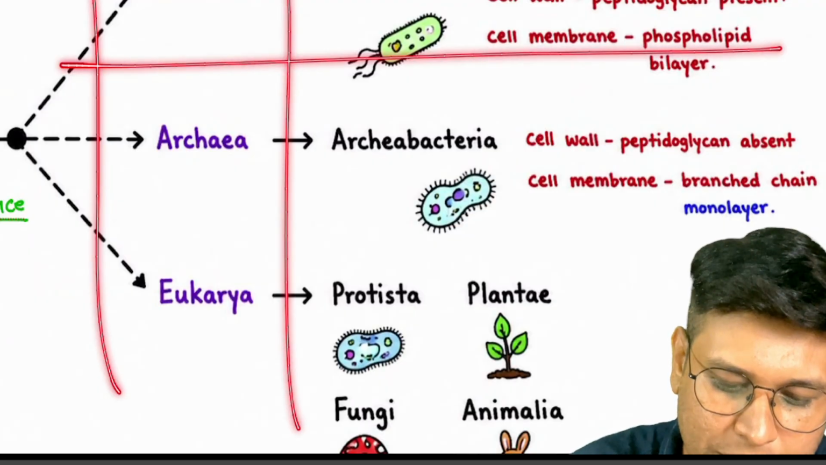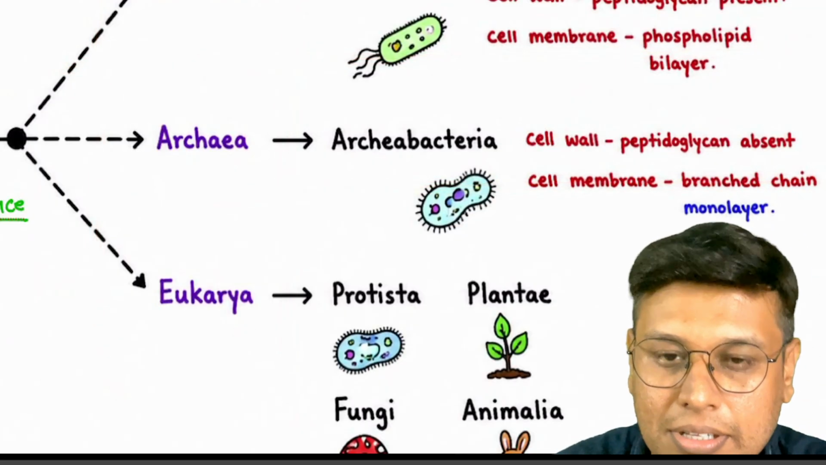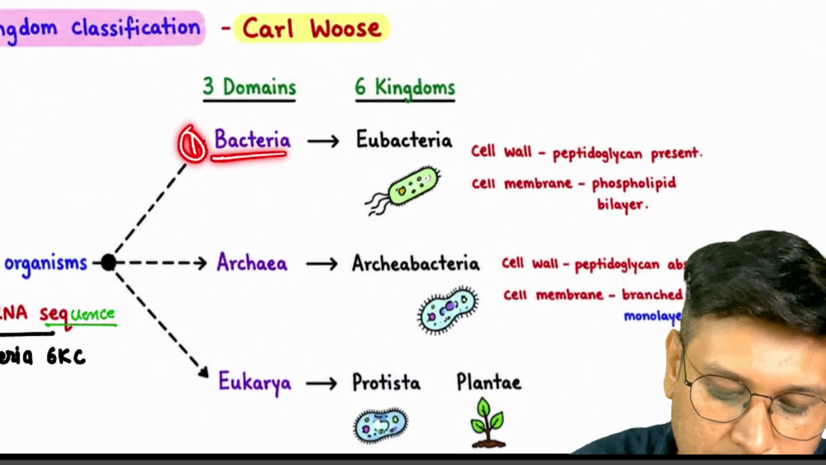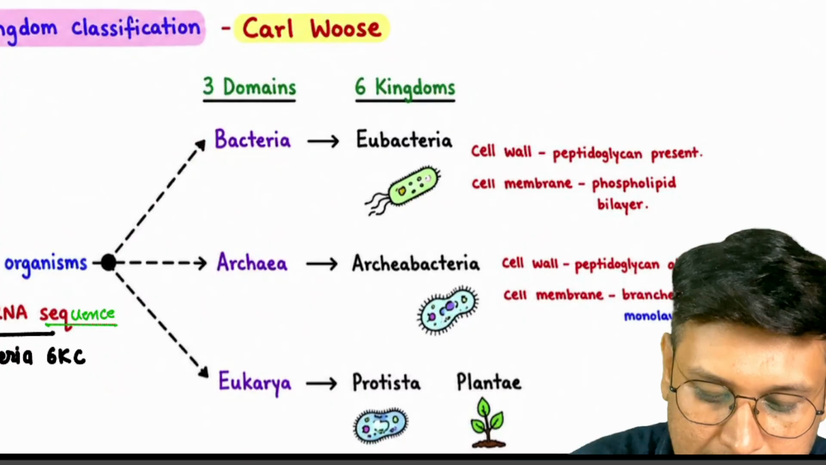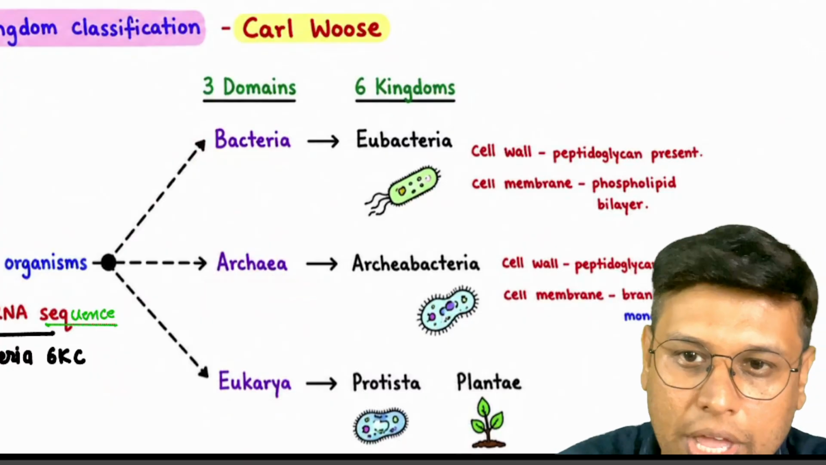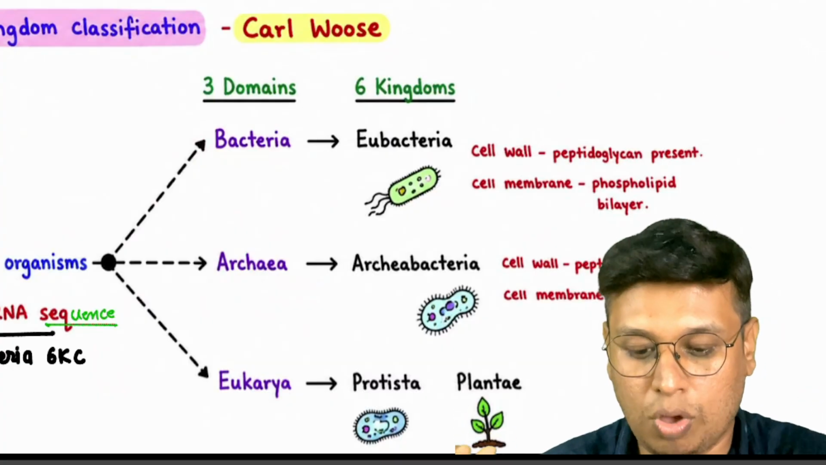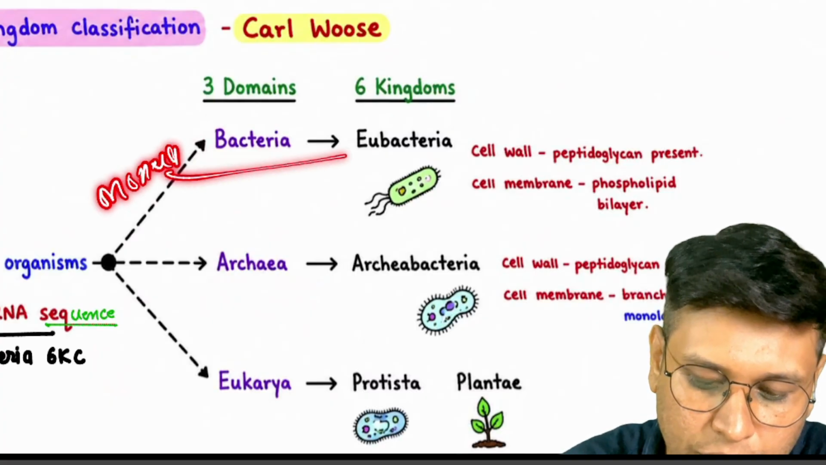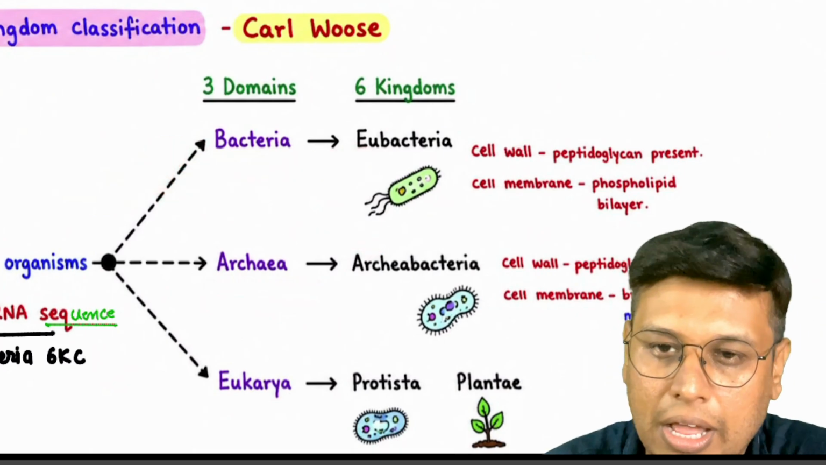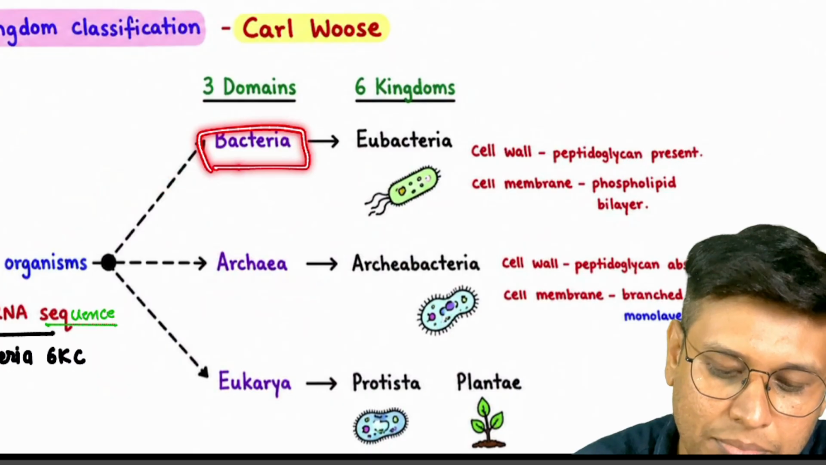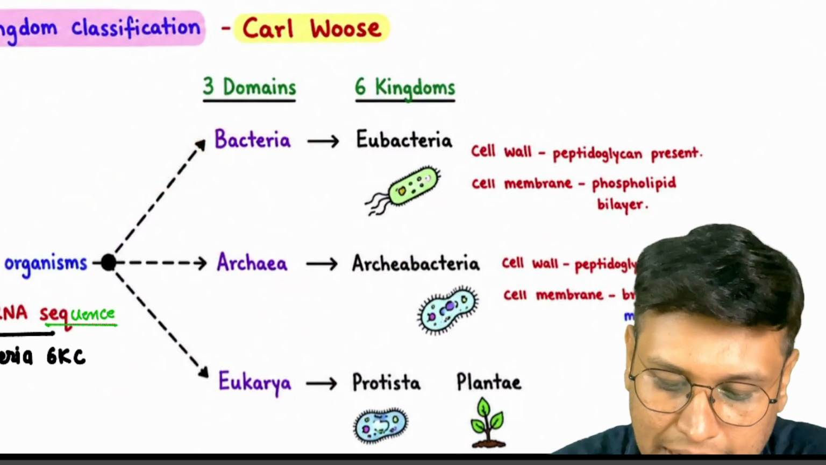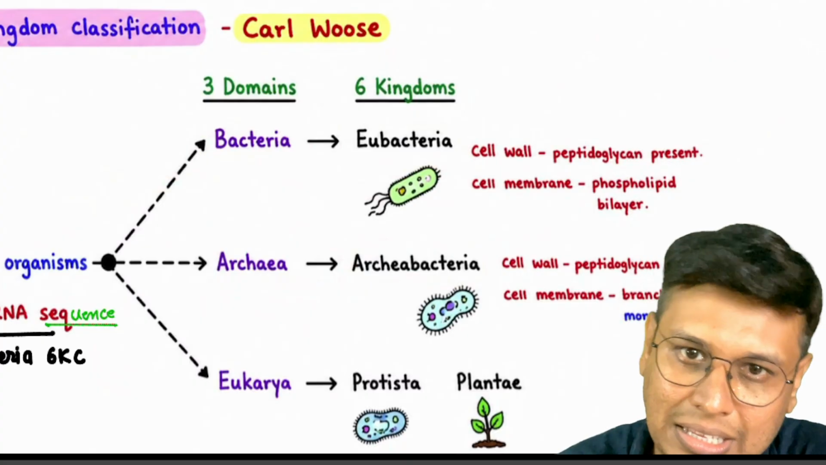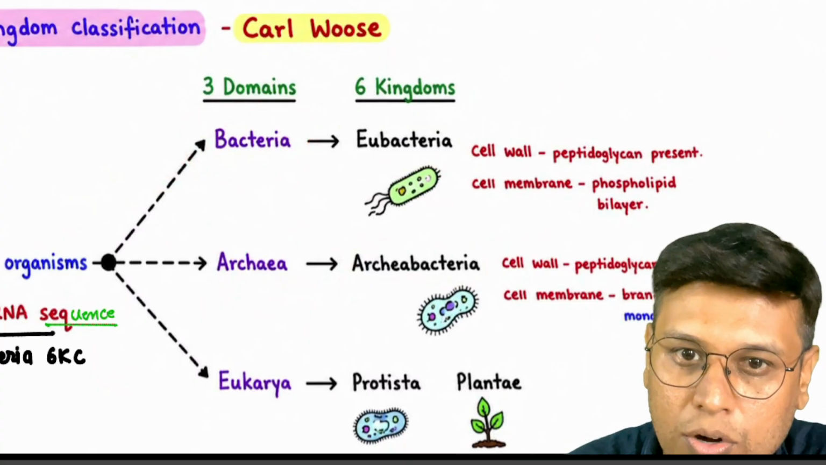So we have 3 domains here and 6 kingdoms. Pay attention. First domain Carl Woese gave is bacteria. Second is archaea, and third is eukarya. Earlier we had 5 kingdoms. Out of those 5 kingdoms, he just split Monera, and that Monera became the domain called bacteria. Eubacteria and archaebacteria were part of Monera, and in the same way they are part of this domain.